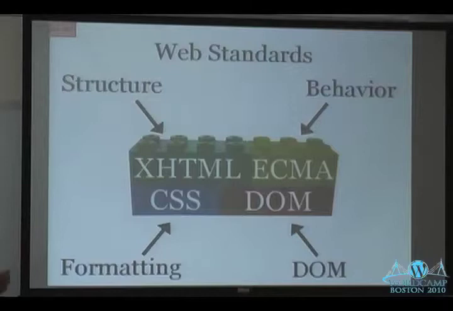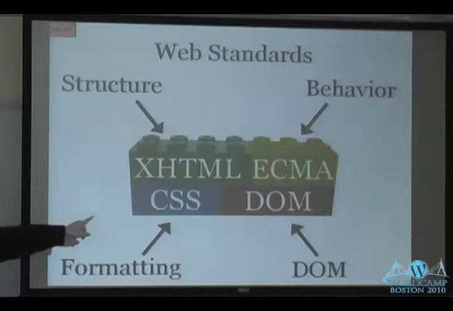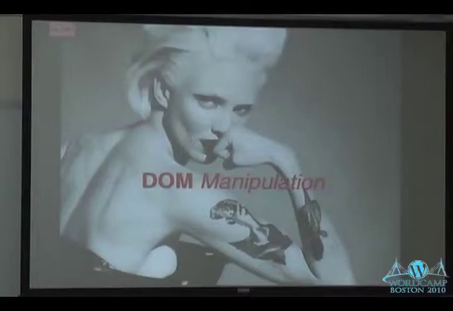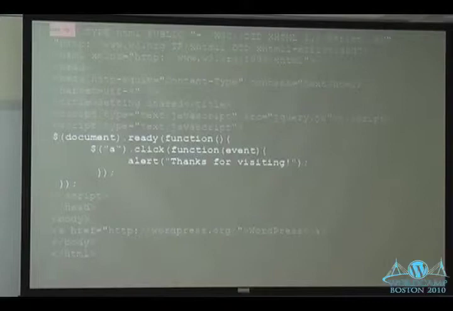I like this diagram because the DOM connects everything. And once you have a grip on that, on the IDs and selectors and elements, then it's really easy to implement jQuery. And it's all about manipulating the document object model. So here's an example. First thing to do is include the JavaScript library.